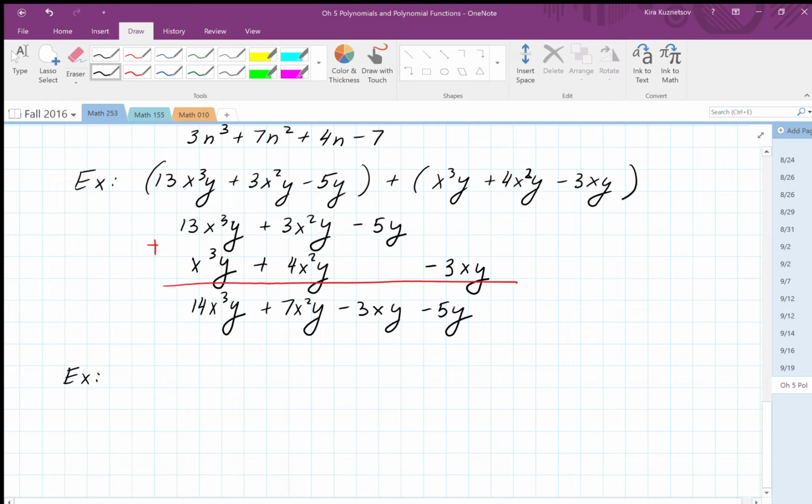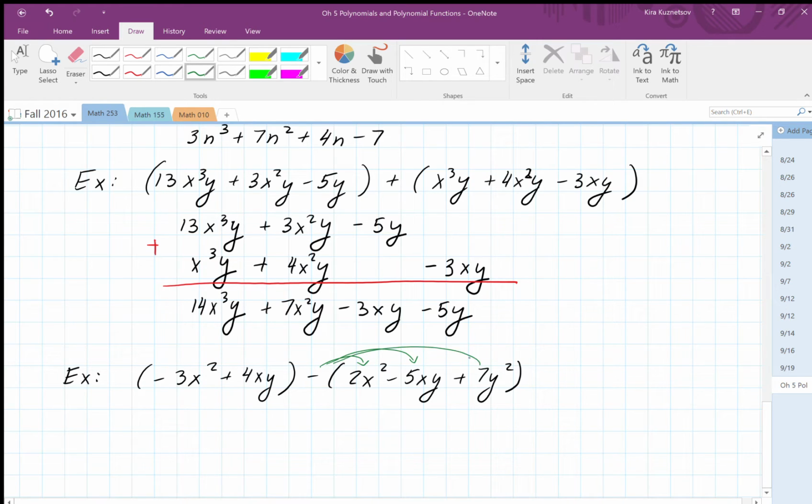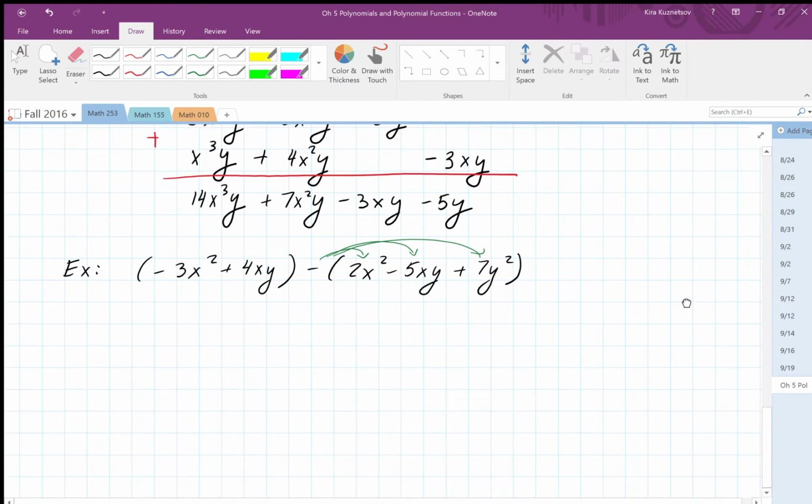Right after addition comes subtraction. Subtracting polynomials just requires one more step in opening those parentheses. So if I start out with negative 3x squared plus 4xy minus 2x squared minus 5xy plus 7y squared, you have this negative that needs to be distributed through the parentheses. And that is how you subtract polynomials.